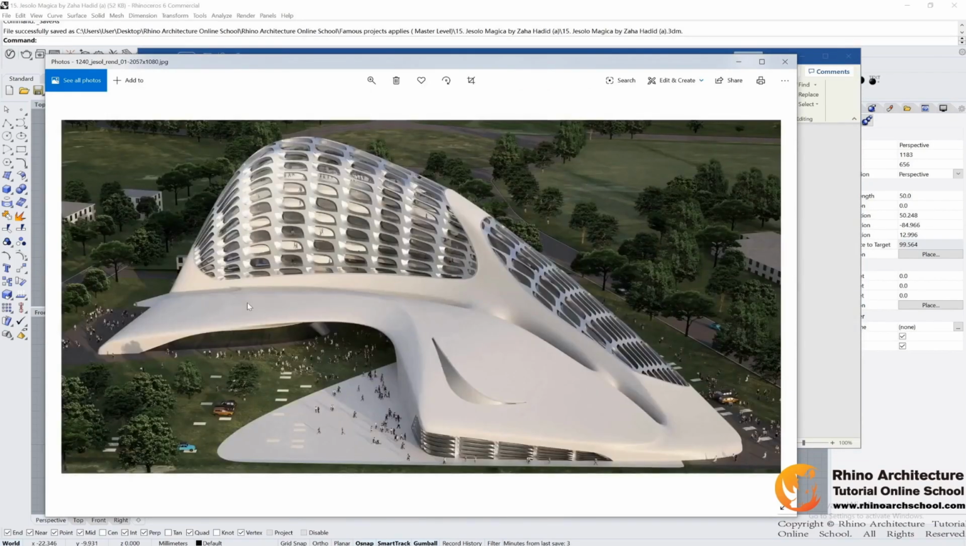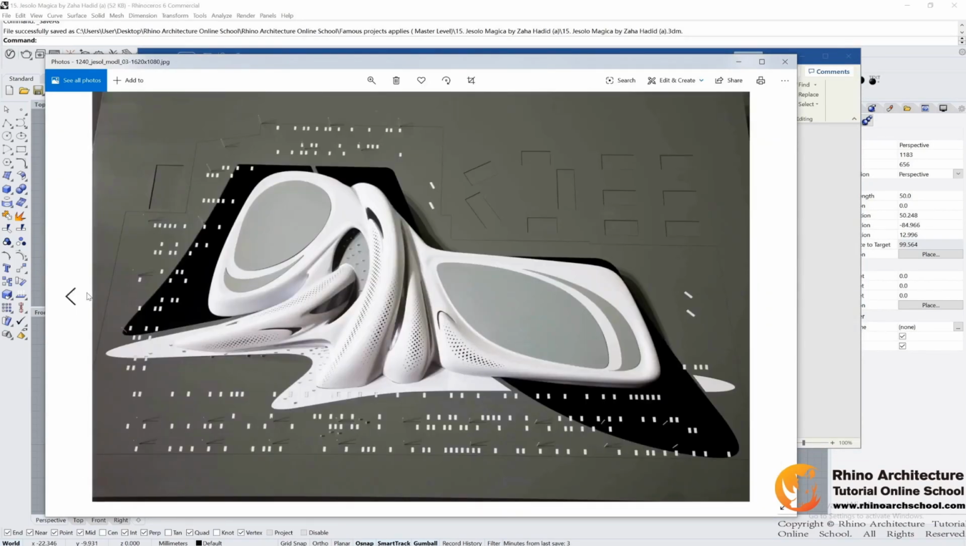Let us have a look. From this image, we can do this part first. So we need to draw the outline of this side first, right?